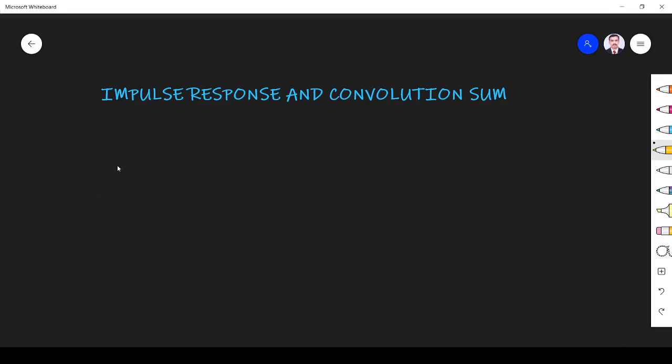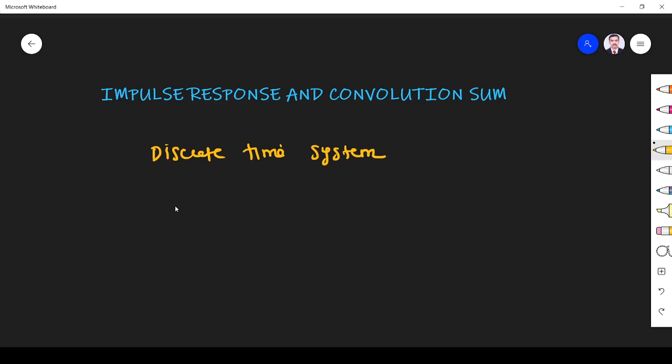It is the same as impulse response and convolution integral in a continuous time system. The same concept, but the only thing is here we are going to deal with a discrete time system. So the concept is same, everything is same.